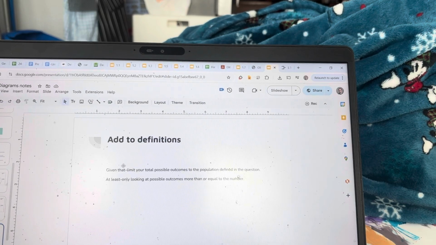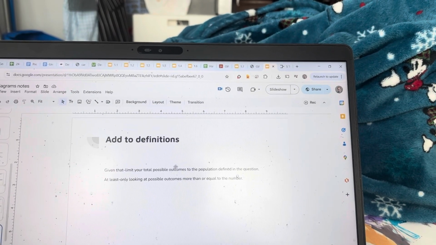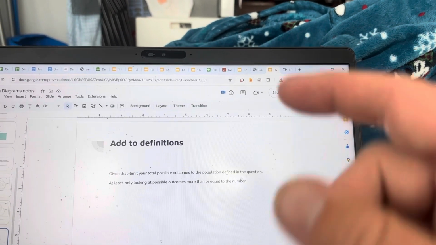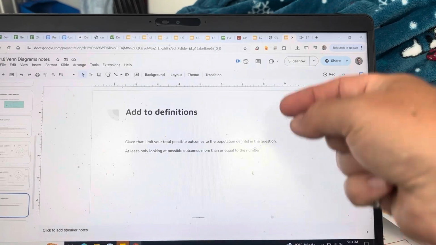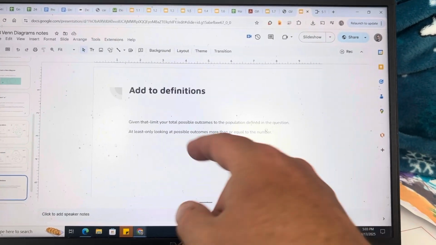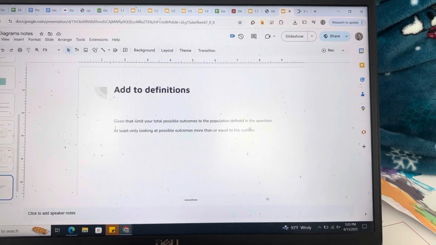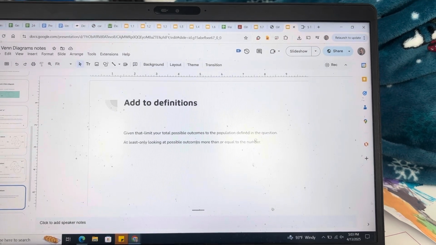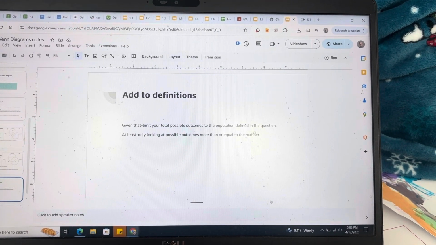Make sure that you add these to your definitions. The "given that" means it limits your total possible outcomes. Remember, that's the one on the bottom. We have favorable outcomes over possible outcomes. Possible outcomes is on the bottom. "At least" means you are only looking at possible outcomes more than or equal to the number.